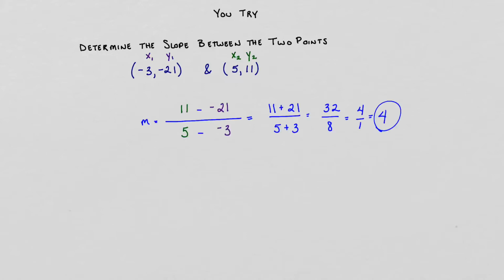Okay, so for our solution, in this situation, I identified -3, -21 as my first coordinate point, and 5, 11 to be my second coordinate point. My setup becomes 11 minus -21 all over 5 minus -3. Again, when I have a minus and a minus next to each other, we can rewrite that as an addition. So we have 11 plus 21 over 5 plus 3. This becomes 32 over 8, which reduces to 4 over 1, or we could simply write that as 4.